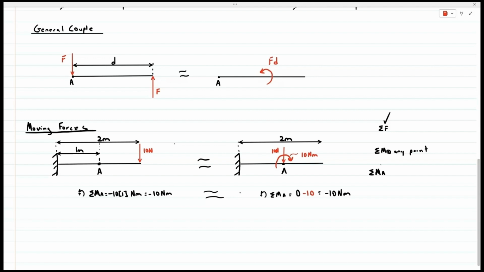So shown on screen, you would say these two systems are equivalent because the sum of their forces are exactly the same. Both have 10 Newton sums. And the sum of the moments are exactly the same about point A. And now that they're equivalent, the sum of the moment about any points, if we go to the base or to the right side, they'll be exactly the same because they are statically equivalent.